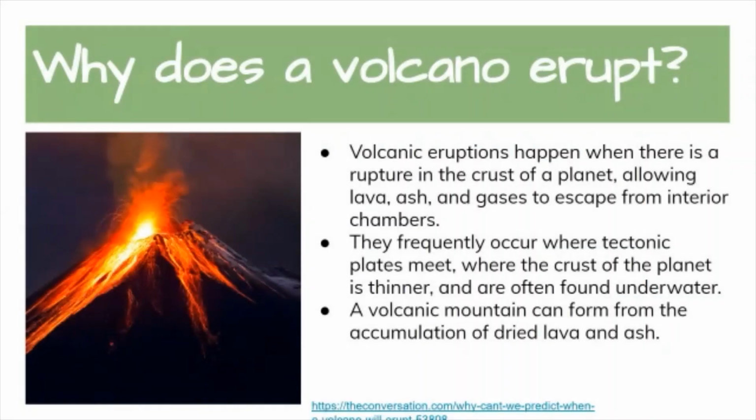Why does a volcano erupt? Volcanic eruptions happen when there is a rupture in the crust of a planet, allowing lava, ash, and gases to escape from interior chambers. They frequently occur where tectonic plates meet, where the crust of the planet is thinner, and are often found underwater. A volcanic mountain can form from the accumulation of dried lava and ash over time. Some of the most famous volcanoes in recent time include Mount St. Helens, which erupted in 1980. And many of you might have heard of Mount Vesuvius, which in 79 destroyed the city of Pompeii as well as other Roman cities.